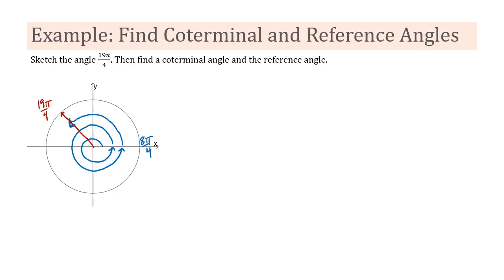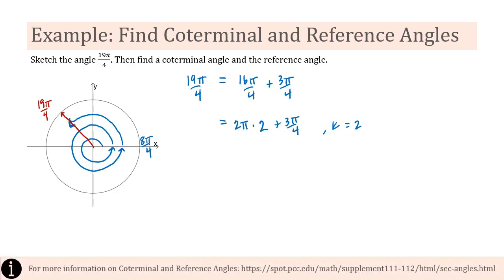One way of writing that would be to say that 19 pi over 4 is equal to 16 pi over 4 plus 3 pi over 4. And 16 pi over 4 is really 2 pi times 2, two rotations. So it's 2 pi times 2 plus 3 pi over 4. This would be the case where our k value was equal to 2. So there we go, a coterminal angle.